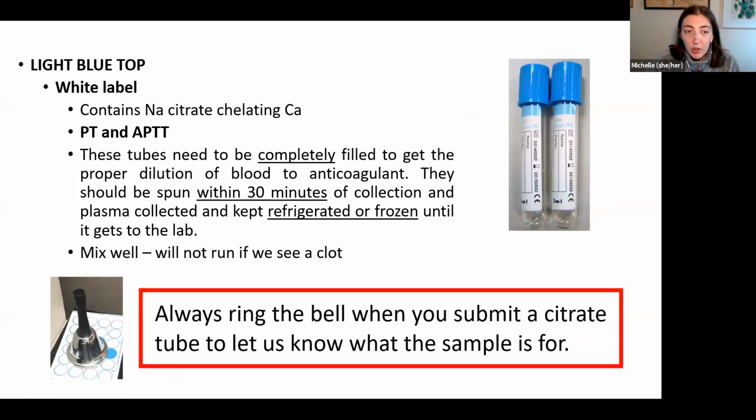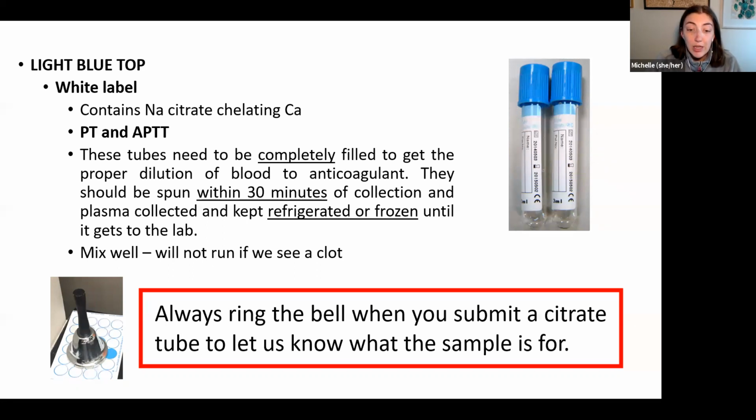And then the light blue top with the white label, that's our sodium citrate that chelates calcium. This is the tube that we use for PT and PTT. And these tubes need to be completely filled to get the proper dilution of blood to anticoagulant. And they should be spun within 30 minutes of collection and the plasma pulled off. So these also need to be filled properly and mixed well. If there are clots, then we're not going to run it. And always ring the bell when you submit a citrate tube to us to let us know what the sample is for.